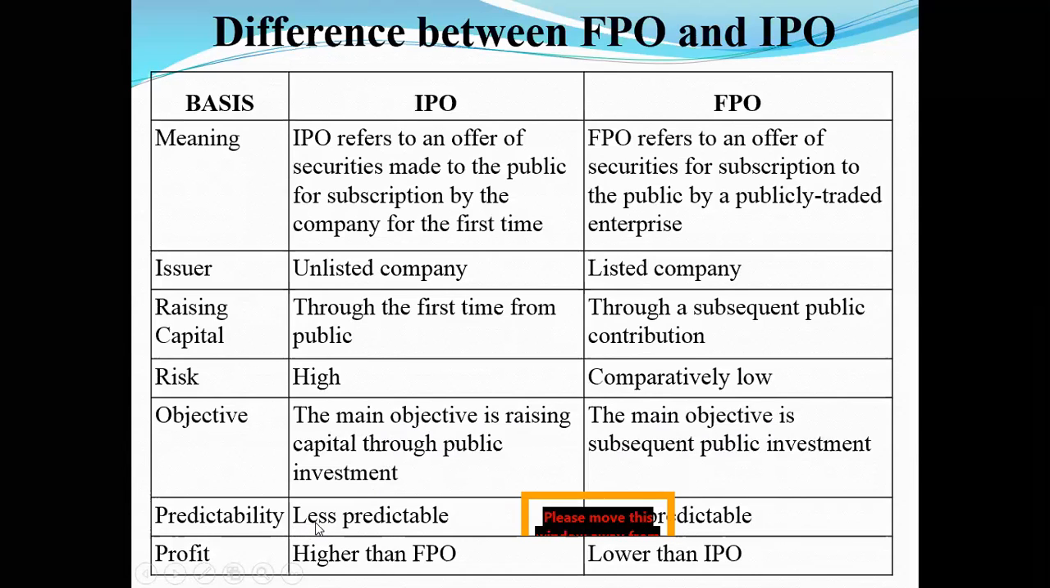Next, an IPO is less predictable. When I say less predictable, you don't know how much money is going to be generated as far as an IPO is concerned. But when an FPO is issued, it is highly predictable; you know almost exactly how much money is going to be generated out of it. Next, an IPO has higher profit than an FPO, because since the company is going to be listed for the first time, there is a high probability of profit being generated. Here, there is a low probability of profit being generated. So these are the points of differentiation between an FPO and an IPO.